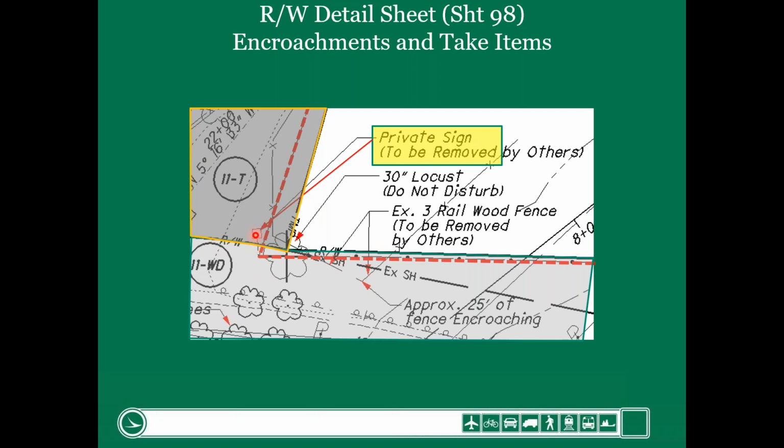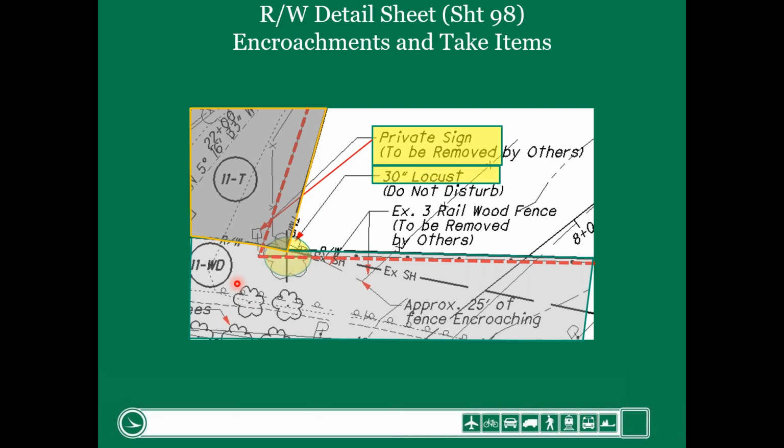That sign is actually encroaching. Okay, because you can see the bottom of the sign is inside our right of way. They didn't denote it that way, but it should have been. That was one mistake that I saw on this plan. The next mistake is right after that.